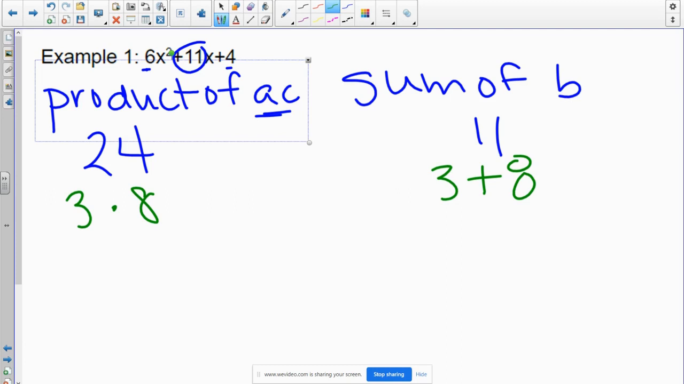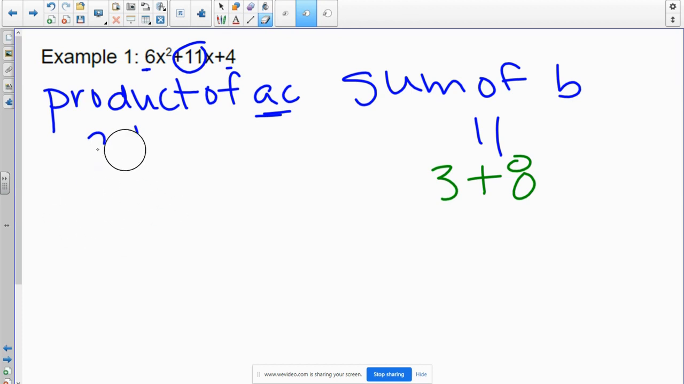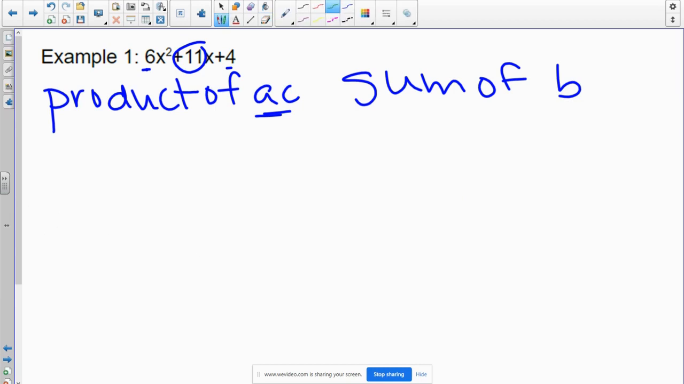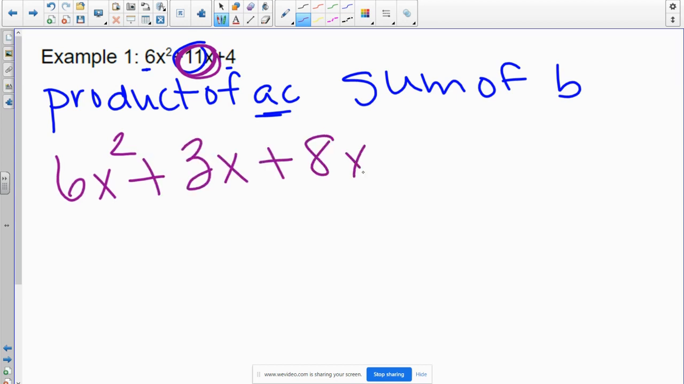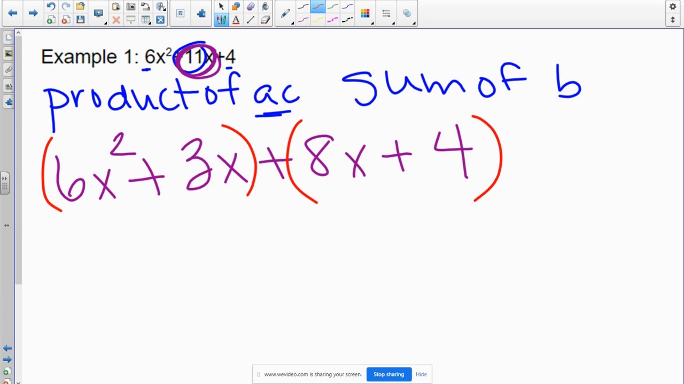And that might kind of sound familiar because we just used those in our box method. So they do have the same idea. So 3 and 8 are what we're going to use. I'm going to erase it just so I have a little bit more room to write. Okay, so how you write this is you're going to take your a, so 6x squared. You're going to break up that 11x with the 3 and the 8, and it doesn't matter which one you put first. Mathematically, it's going to give you the same answer no matter what you do. Again, this is called factoring by grouping. Okay, so you're going to factor by grouping the first two terms and then the second two terms.